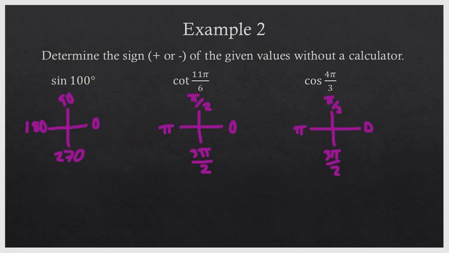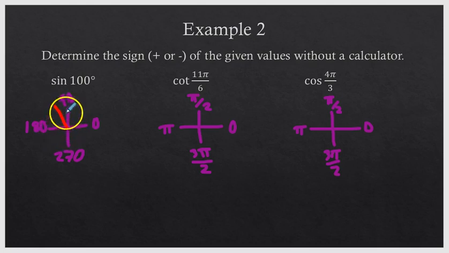Here we have three more quick examples, but this time they're not asking us for all the trig functions, they're only asking us for one of the trig functions at a time. So our first step will be to identify which quadrant our angles land in. So 100 degrees, I know that that's between 90 and 180, so I know that this one is up here in the second quadrant. The exact location in the second quadrant doesn't really matter.